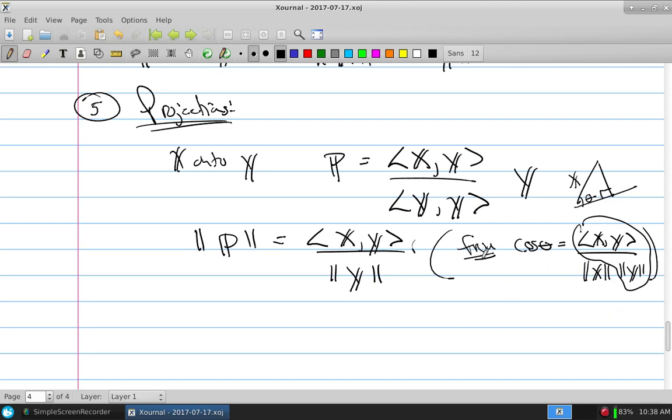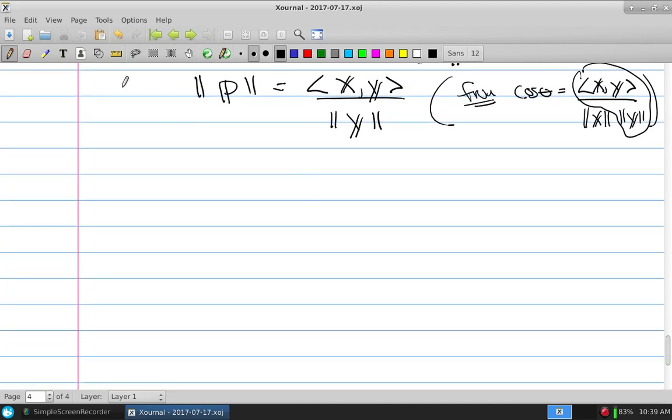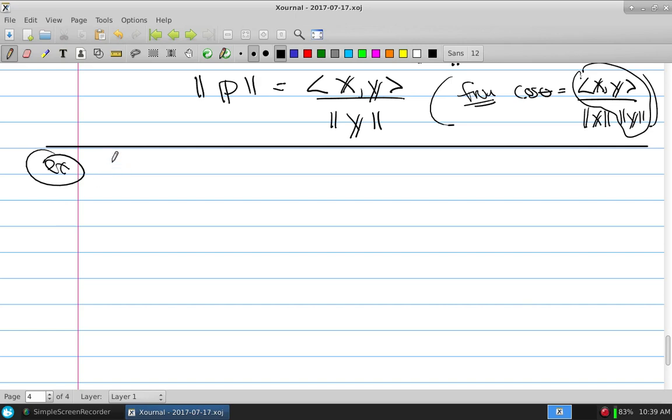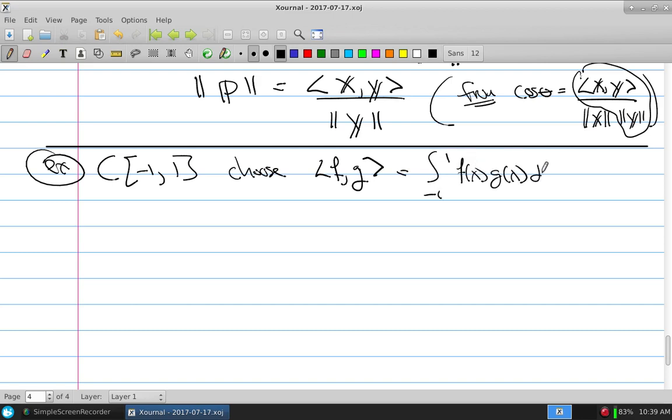Is everybody okay with that? Yeah, we've done this before, so it's exactly identical to the Rn space, except we have to ask what's our inner product and how does this work. So example. What if I said I had continuous functional space from minus 1 to 1, and I choose my inner product to be the non-weighted integral from minus 1 to 1 of f of x, g of x, dx.